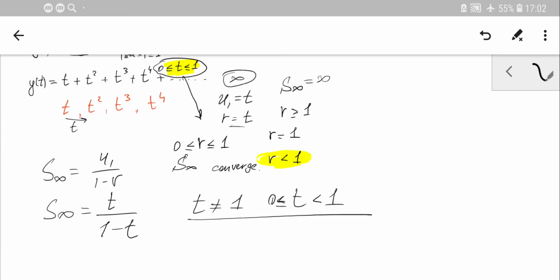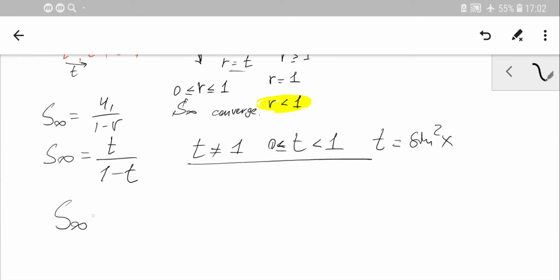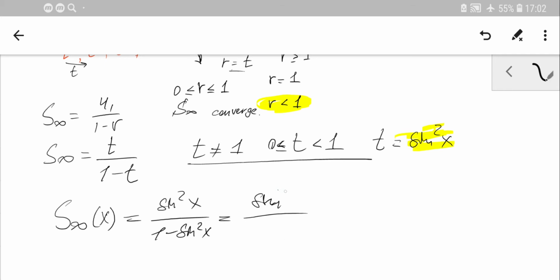So okay, go back and remember that t is actually sine squared x. Let's put it back and see how it works. So the sum up to infinity is a function of x now. Just come back and put sine squared x instead of t wherever t stands. So we'll get sine squared x over 1 minus sine squared x. And we'll finally get sine squared x over cosine squared x. Yes, we just use the trigonometric identity, sine squared x plus cosine squared x. Alright, so we'll get tangent squared x.